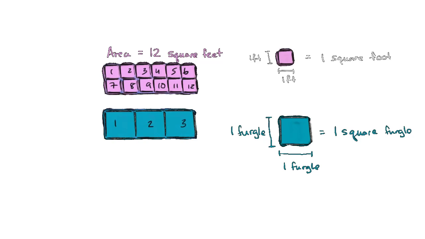The area of this figure in square fergles is equal to 3 square fergles. So it's the same exact area. 3 square fergles is equal to 12 square feet, covering the exact same area. Now what I encourage you to think about is how many square feet make a square fergle?